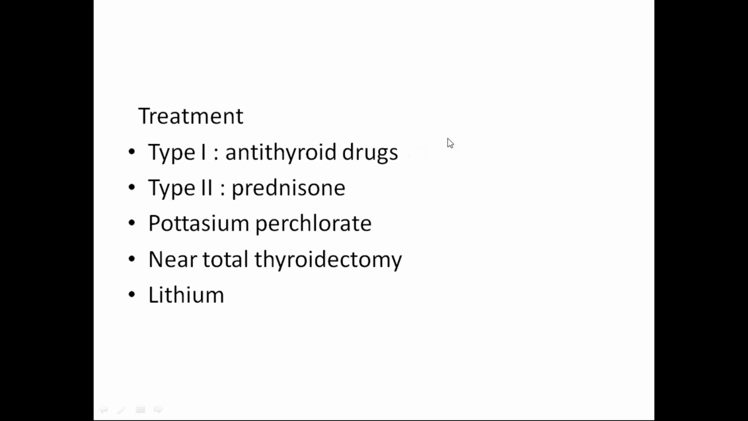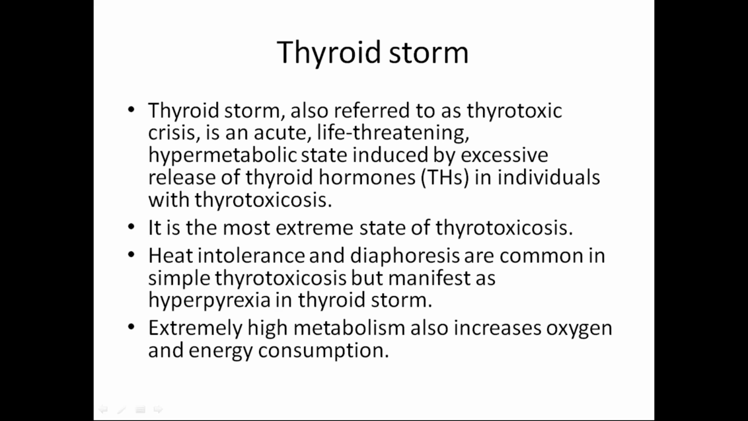Coming to treatment, for type 1, we just use antithyroid drugs, whereas for type 2, we use prednisone. First we start with both. Whichever the patient responds to, we'll withdraw the other. We also use potassium perchlorate, and if the thyrotoxicosis is very severe and not resolving, we go for near total thyroidectomy after controlling the thyroid hormones. We can also use lithium.